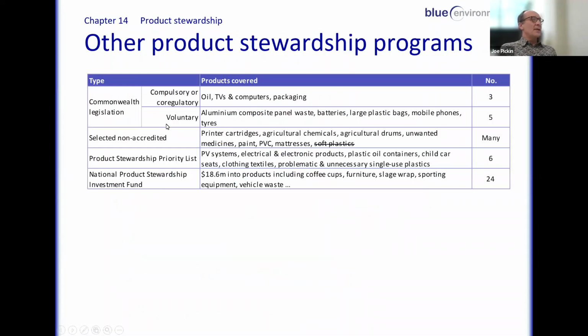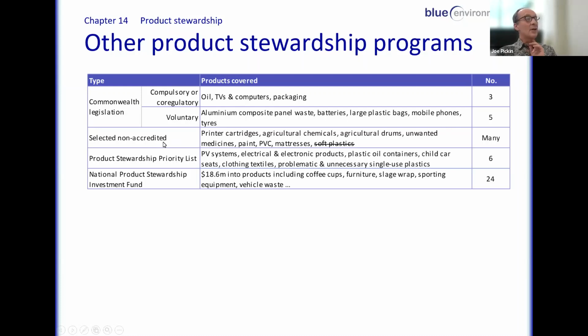Other product stewardship programs that we got, well, we've done a bit of a classification here. It is a real mixed bag of what happens with product stewardship. Of course, we've got Commonwealth legislation, and there's various compulsory types, and they're not all under the new Waste Reduction and Recycling Act. Oil is under a different act. Packaging, of course, is under a National Environment Protection Measure. TVs and computers are the only compulsory one under the new Act. But there's a few voluntary under the new Act, and these are they.